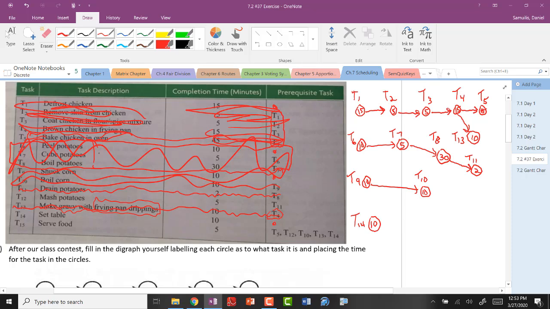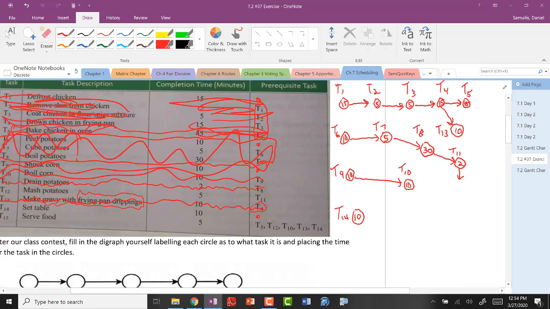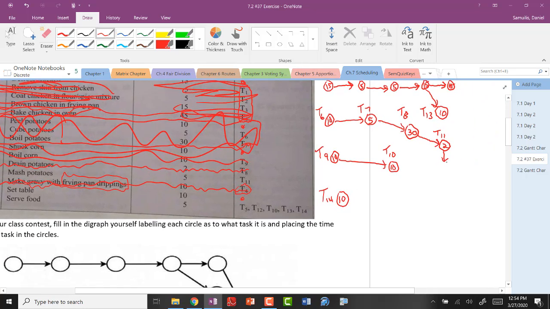Mash the potatoes, which is T11. Oh, that one's getting quite lengthier, so I might want to do this. Wait, yeah, T11 is the prerequisite task for actually mashing the potatoes, which is 5 minutes. Okay, so that one kind of snuck out of order there as well. But when you really concentrate on what the prerequisite task is, it just tells you how it's connected or who it's connected to. So it really isn't as bad as you might think.